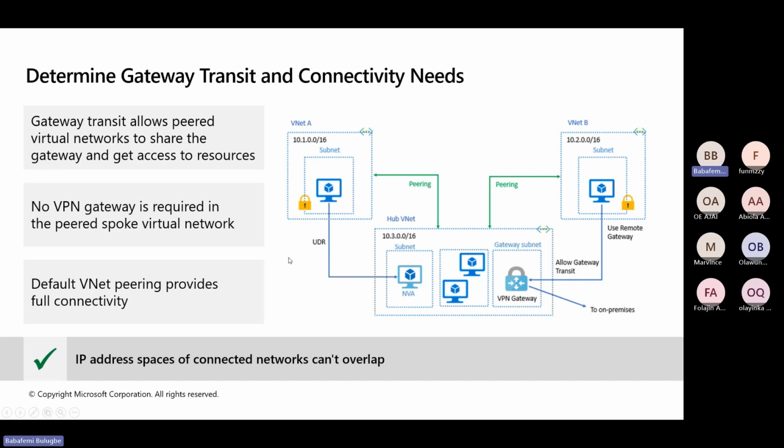Do you guys get it? But when you are connecting virtual networks together in Azure, you do not need a VPN gateway, because a VPN gateway is only required when there is a need for us to connect a virtual network in Azure to our on-premises environment. Biola, go ahead, please.